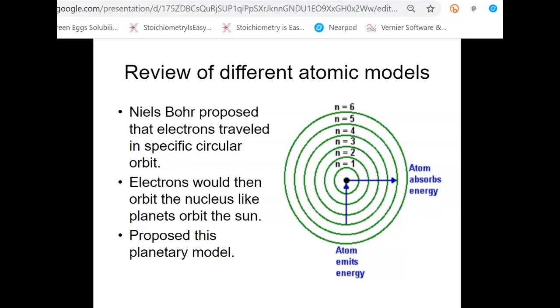So Niels Bohr said, well, here's the electrons. He said the electrons are found outside the nucleus. They orbit, in fact, like planets orbit the sun. So he called this the planetary model. You need to make sure that you know that this is called the planetary model because electrons orbit the nucleus like planets orbit the sun. Okay.